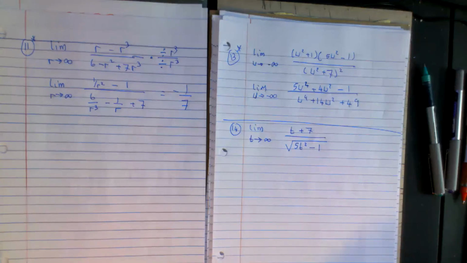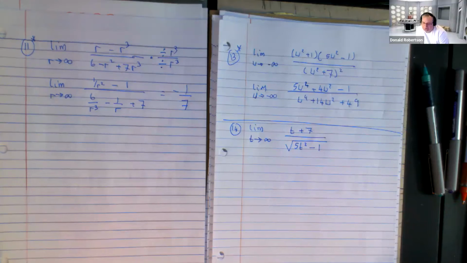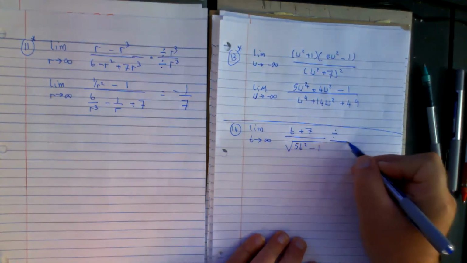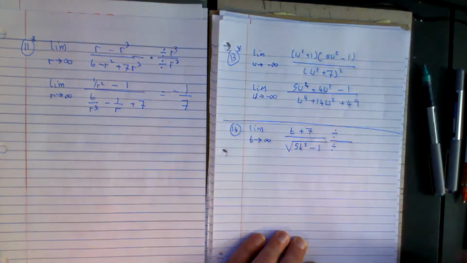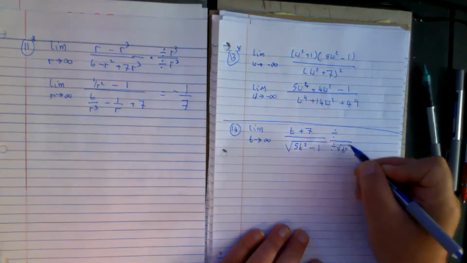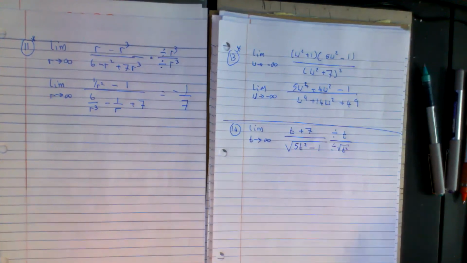However, we've got to do the same to the numerator, but you won't do it by t squared. So if you were to take 5t squared minus 1 and divide it by t squared under the radical, that's also going to be the square root of t squared, which is going to be t, which you're going to divide the numerator by.